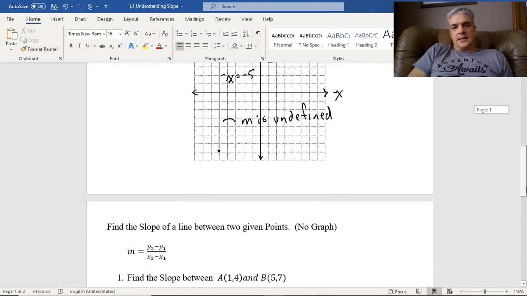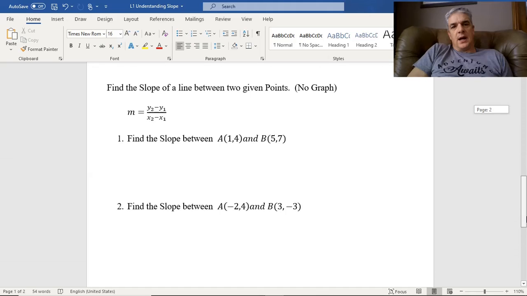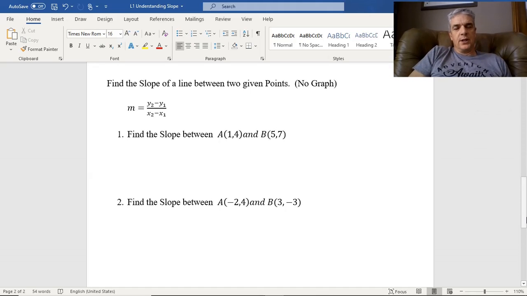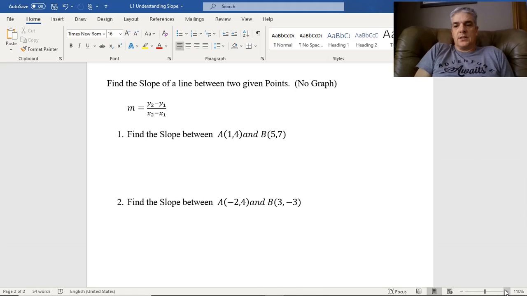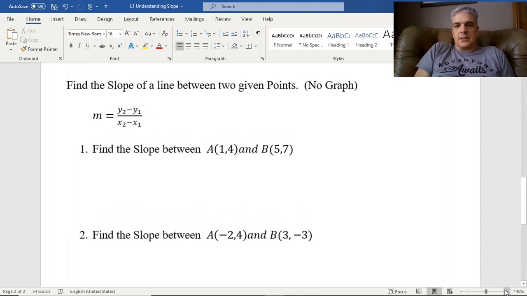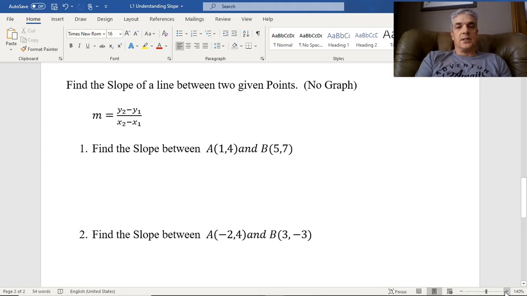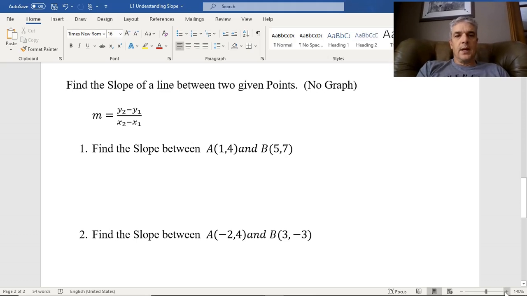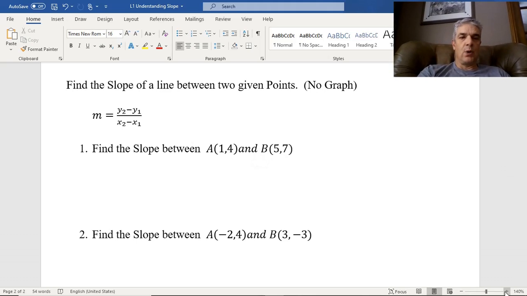Today's lesson is part 2, and this one I'm going to do finding the slope when you're given 2 points, and we're not going to use a graph or a grid. So we're going to do this using the formula. And the formula that we tend to use for this, I'm going to just maximize my screen a touch here so we can see it a little bit better, is m equals y2 minus y1 over x2 minus x1.